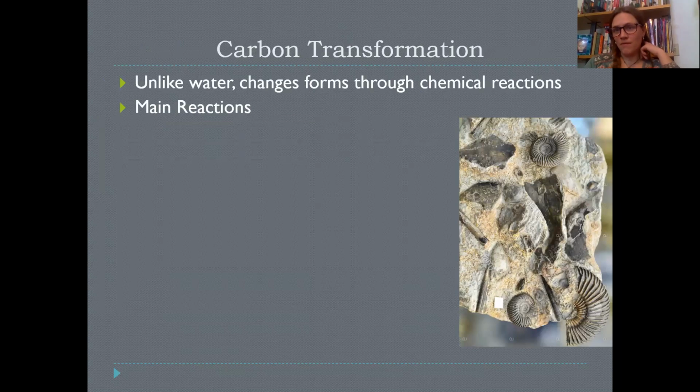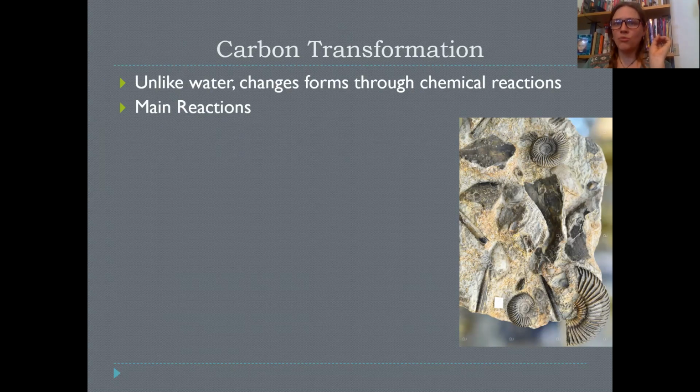Okay, so what are some of the important carbon transformations that happen as carbon cycles around? When we talked about water, we said one of the main ways that water changes is it remains the same compound, water, but it either heats up or cools down so that it melts, freezes, evaporates, condenses, etc.